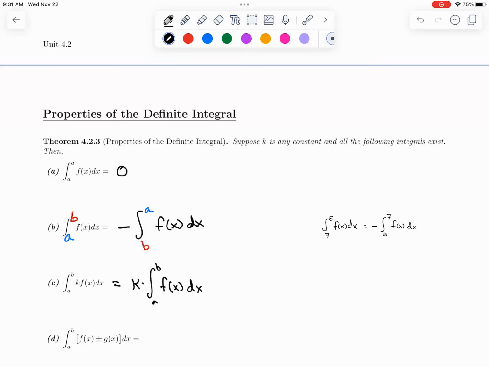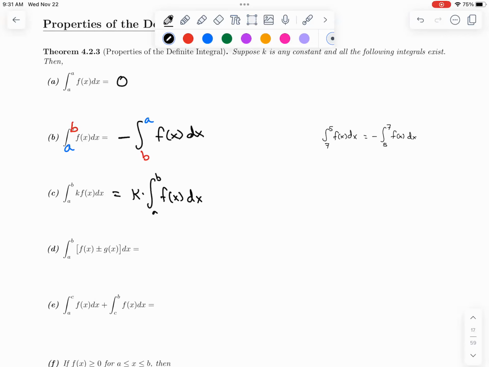The next one, the integral of a sum or a difference. Yes, Dylan? So cut the constant, which is k. Yeah, constant. You can factor out a constant. The sum and difference rule basically says that you can break apart functions. This is the integral from a to b of f of x dx plus or minus the integral from a to b of g of x dx.